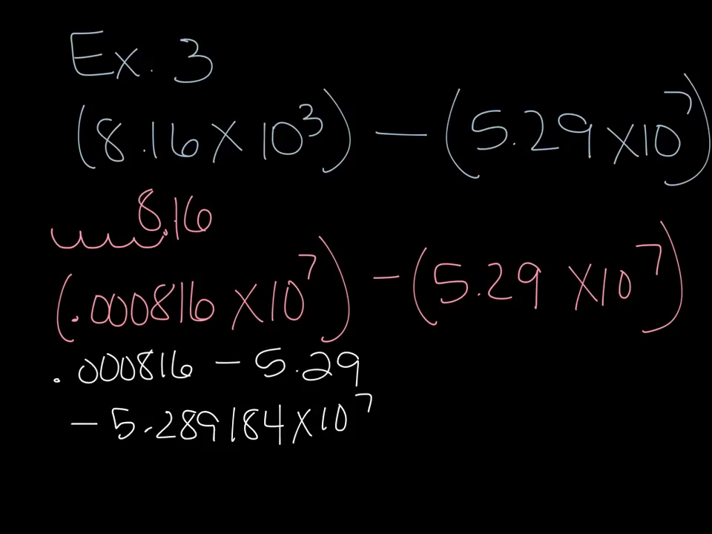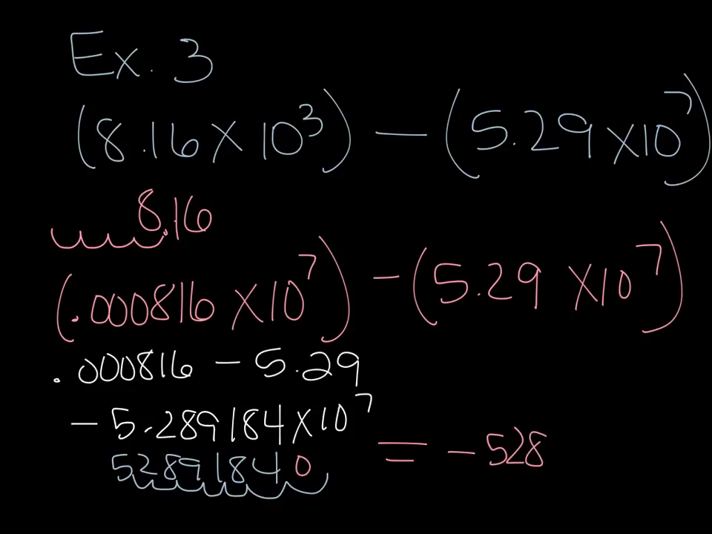We also have to move this to standard notation. So when I take this number and I go 7 places to the right, I would have 5289184. That's 6 places. 1, 2, 3, 4, 5, 6. I need to go 1 more. So I only have to add 1 zero. But the one thing I need to make sure I do is make sure my answer is negative. So it's negative 52,891,840.